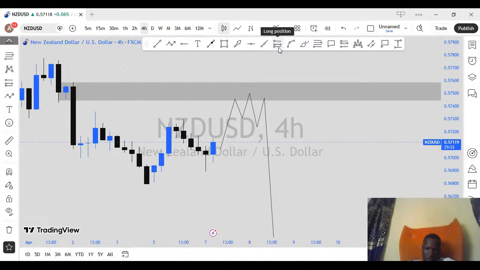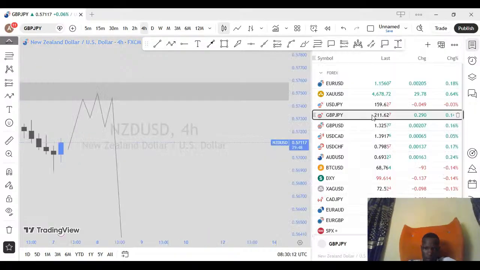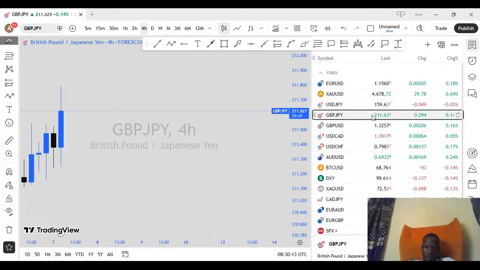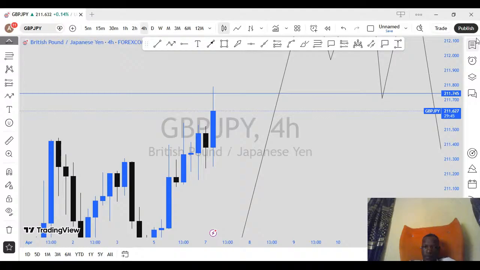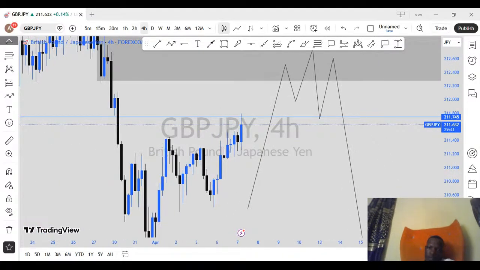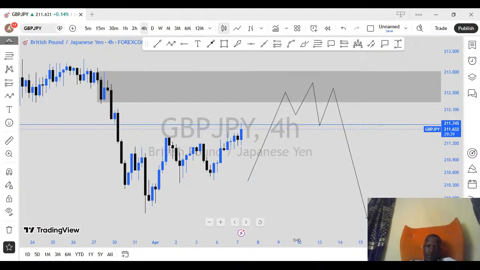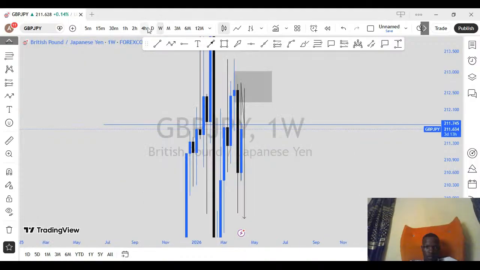GJ and BTC. GJ, I think I've checked GJ now. Yes, we have checked the GJ. This is the GJ. We expect the market to come back to this level, and then we sell. Yes, that's about GJ.